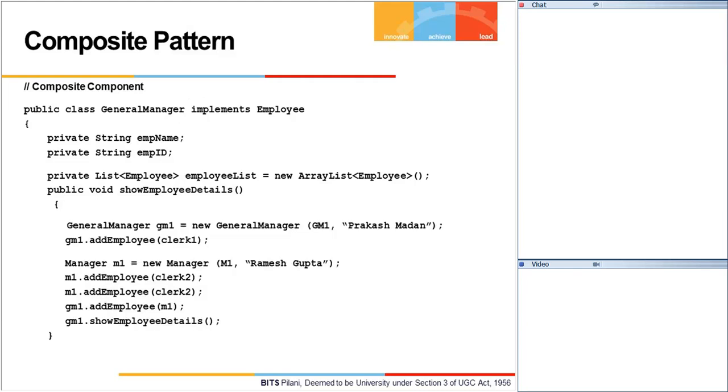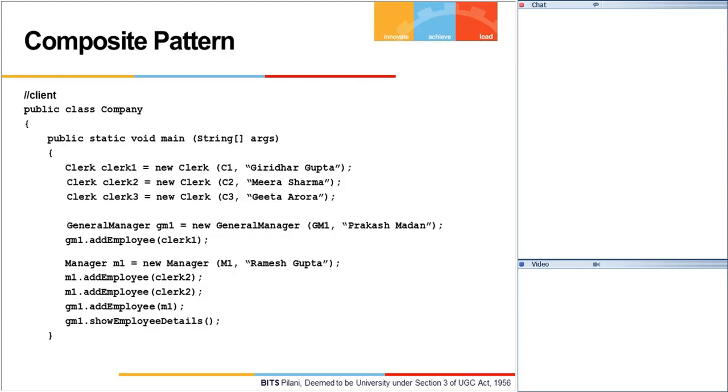Now let's see the last participant that would be there in a composite pattern, the client, who would be using it, right? So this particular client creates three clerk objects, right? So these are individual or atomic objects. Three objects are created, right?